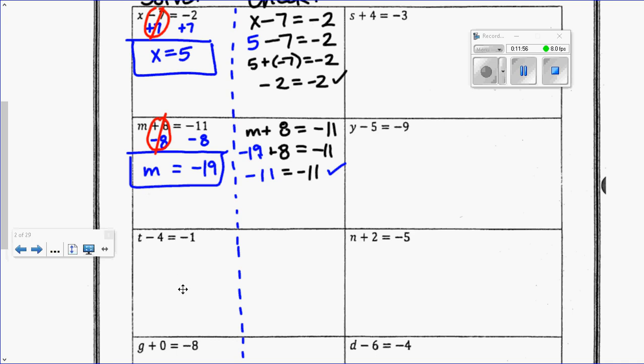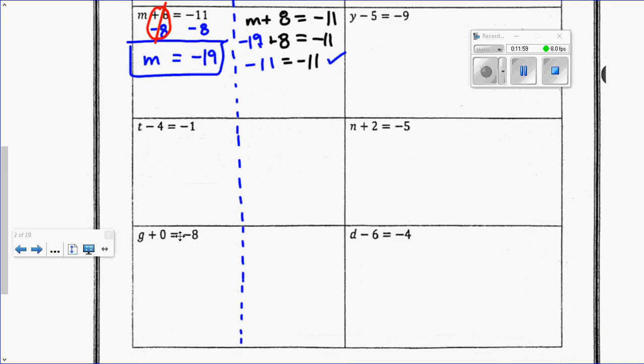Okay, why don't you try the last two on your own? Don't get too tricked up on this last one. Try these last two on this page on your own and then unpause it to see how you did.